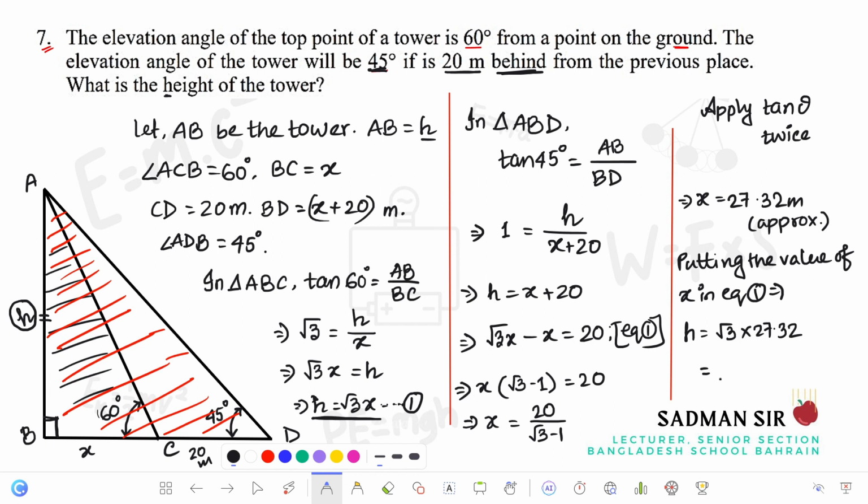So if I do the calculation, 27.32 into root 3 gives us 47.319. So we can write 47.32 almost, right? H is equal to 47.32 meter. Obviously we have to write approximately, because this is not the exact one. So that is our answer. That is the height of the tower.